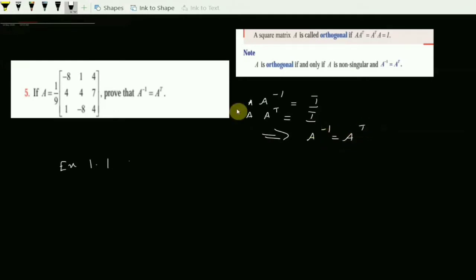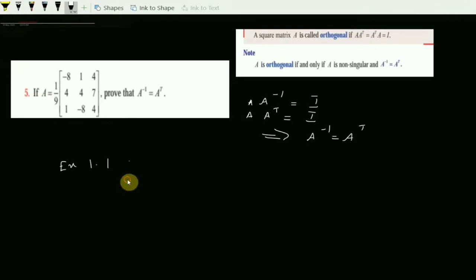So to prove A inverse is equal to A transpose, it is enough to prove that A into A transpose is equal to I. That is, we are going to prove this matrix A is orthogonal. So that means we are going to prove A into A transpose is equal to I.